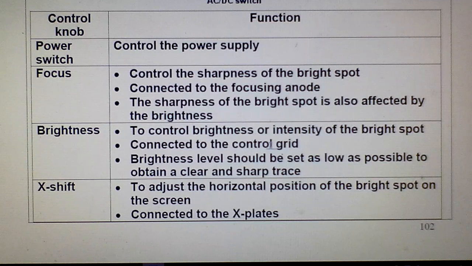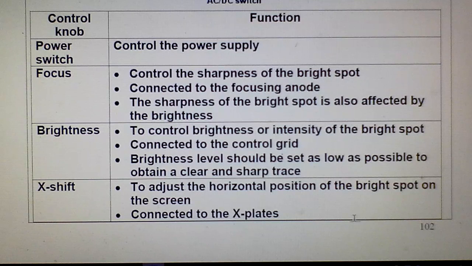X shift adjusts the horizontal position of the bright spot on the screen, connected to the X plate. So you can use this X shift whenever you want to adjust the position of the bright spot so that initially it will be at the center. This one connects to the X plate, meaning it is able to move left and right, horizontally.